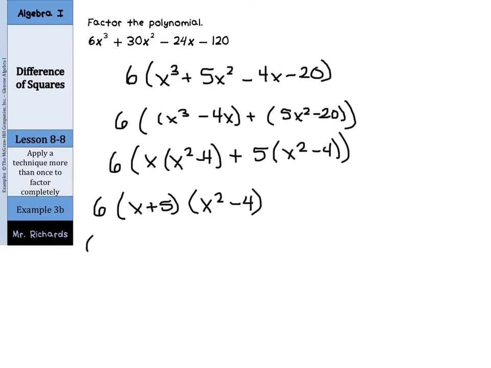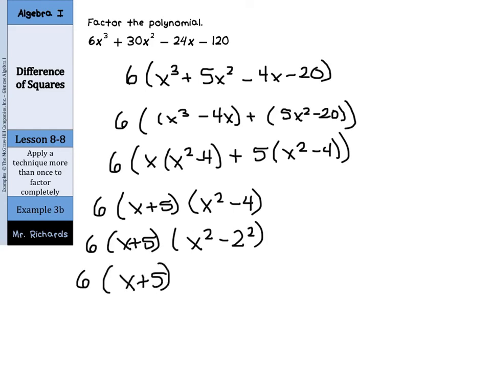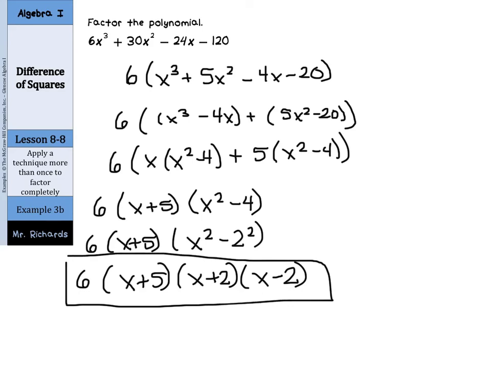Now, we have the 6 times x plus 5. And the x squared minus 4 I can rewrite as just x squared minus 2 squared. And now I can finish up by going, okay, 6 times x plus 5. The x squared minus 2 squared is just going to be x plus 2 times x minus 2. And that's my solution: 6 times x plus 5 times x plus 2 times x minus 2. A little bit of work goes into solving that type of question.